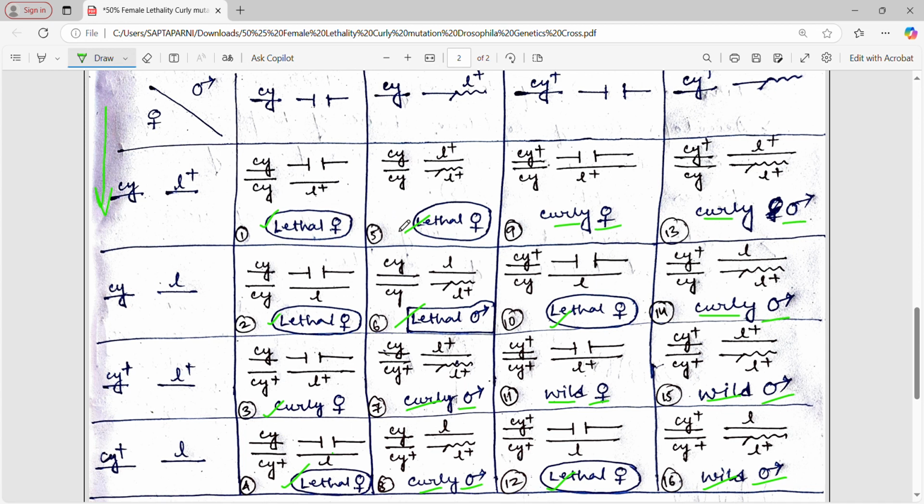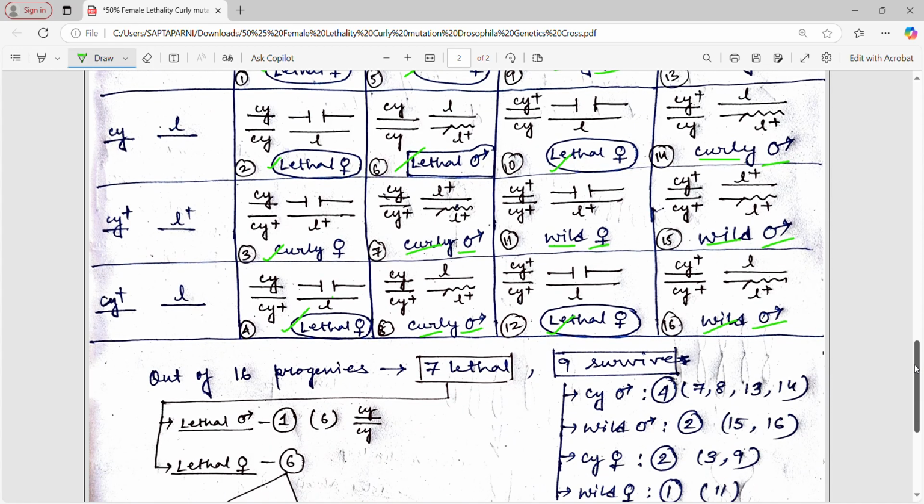Okay, so from this you can see, from the 16 progenies that could have formed, 1, 2, 3, 4, 5, 6 and 7 are dead, or lethal. So among 16 progenies that could have formed, 7 are lethal and 9 are surviving.